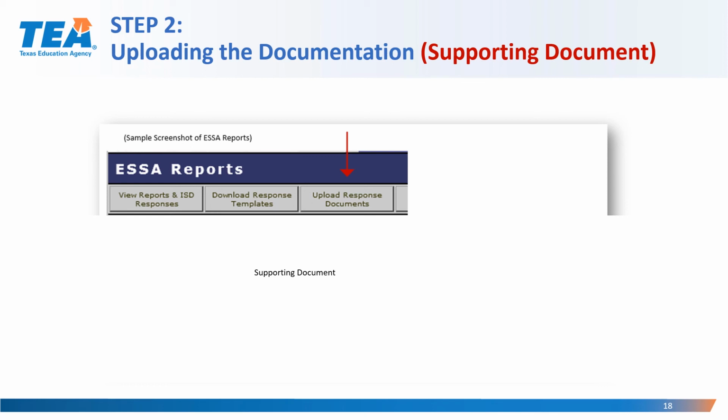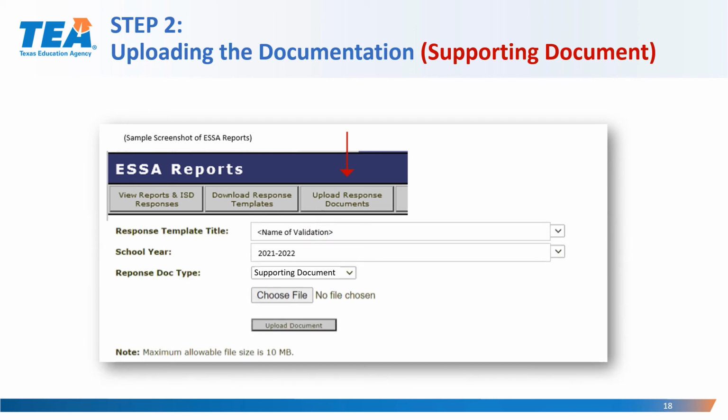Uploading documentation is similar to uploading the response document that included the submission packet, which was a cover page and the checklist. However, this time we ask that you upload one documentation file in PDF format. To upload the documentation, you will need to access the ESSA Reports application and locate the Upload Response document button towards the top of the screen. You click on the button for the menu items to appear. For response template title, you will select the response template for the actual random validation program requirement that your LEA was selected for to submit documentation.